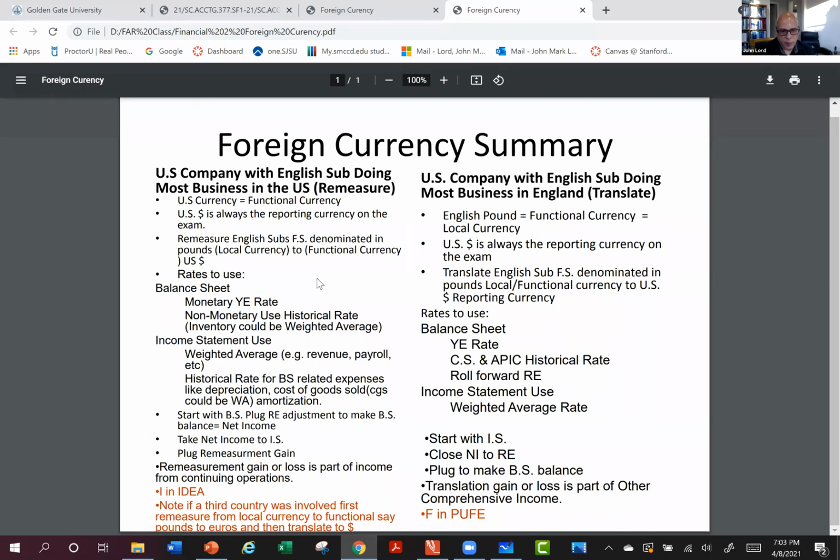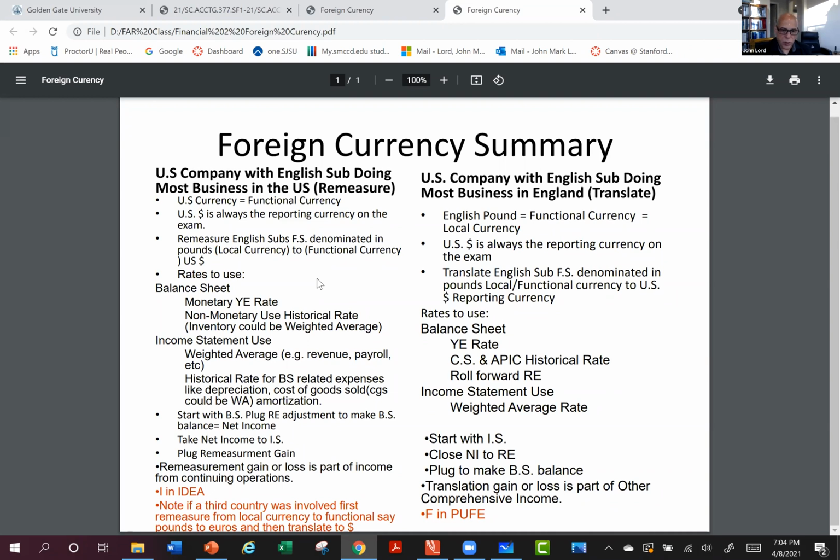So I have a US company, and the US company has an English subsidiary doing most of its business in the US. Now, if that's the case, what's happening? The US dollar is the functional currency, and the US dollar is always the reporting currency on the CPA exam. So when the reporting currency and the functional currency are the same, that means you use the remeasurement method. And so we're going to remeasure the English sub's financial statements denominated in pounds, which is considered the local currency, to the functional slash reporting currency, the US dollar.